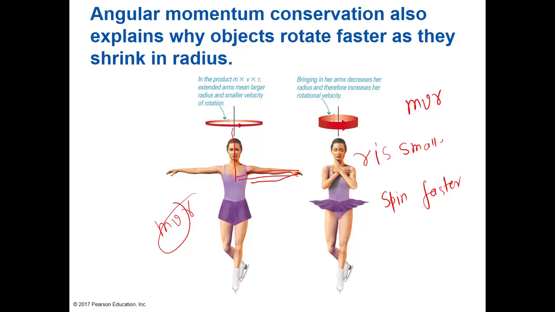Okay, so in this case you would spin faster because of our r, which, in other words, we call the moment of inertia. We're not going to cover that here. When you bring your arms close to your body, your r is small. That means your velocity has to be larger just to keep mvr constant.